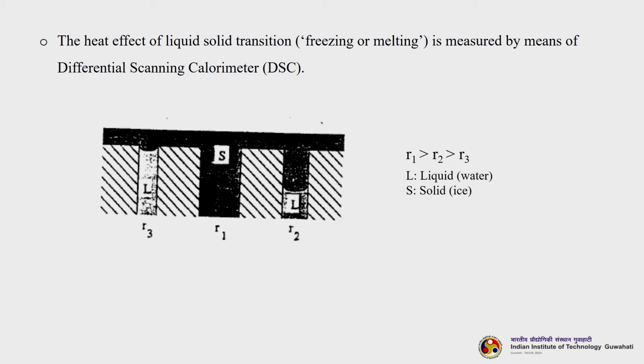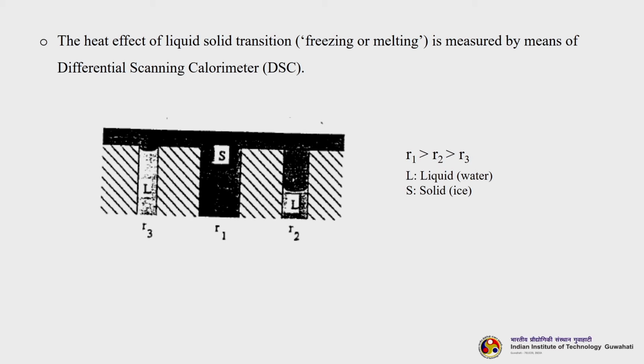You can see there are 3 different types of pores: one is R1, one is R2, one is R3. Each will have a different radius. R1 is the biggest pore size, which is greater than R2, which is greater than R3. So, R3 is the smallest one.